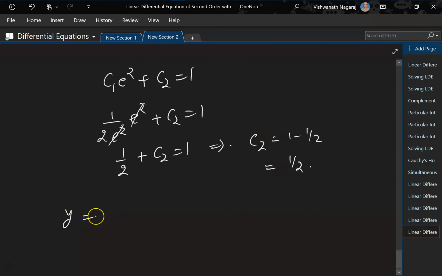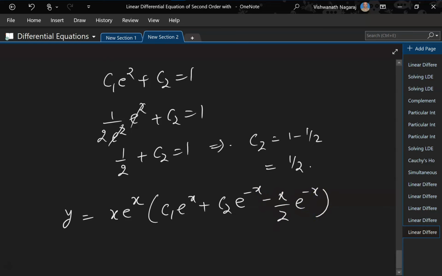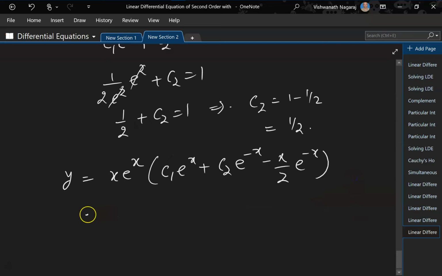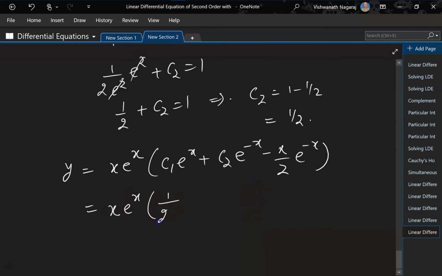So therefore y is equal to x e to the power of x times c1 plus c2 e to the power of minus x, x times e to the power of minus x. This is the solution we had arrived at. Now we are going to substitute the values of c1 and c2. x e to the power of x, c1 is 1 by 2 e square, so 1 by 2 e square e to the power of x plus c2 is half. So half e to the power of minus x, minus x by 2 e to the power of minus x.